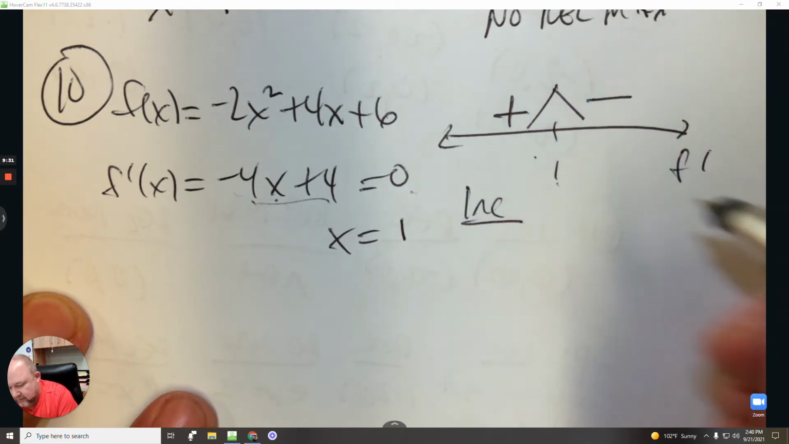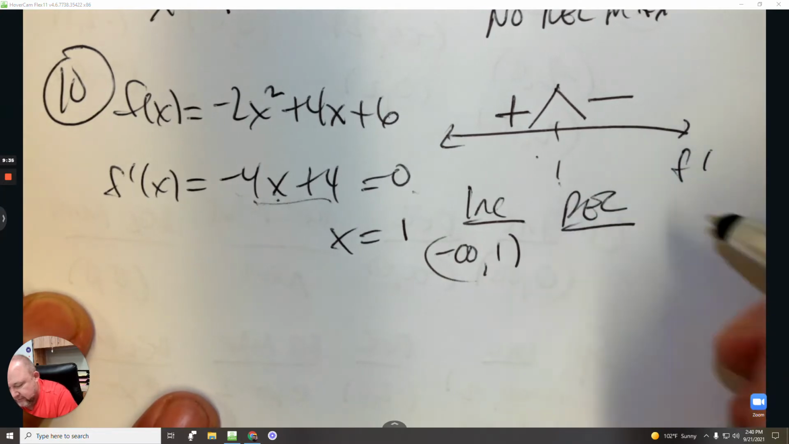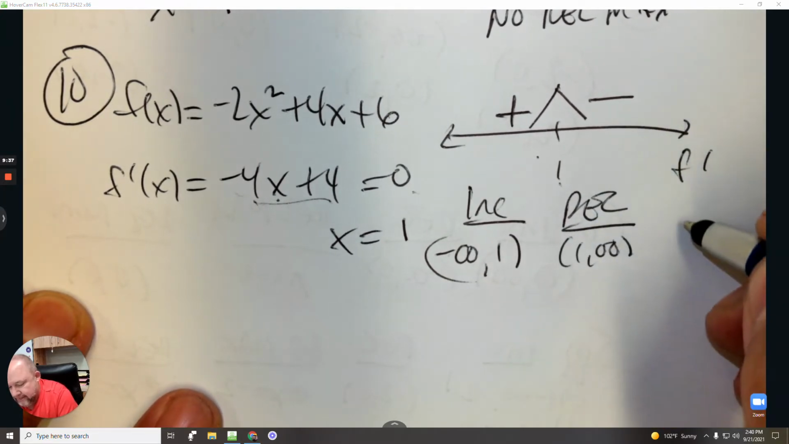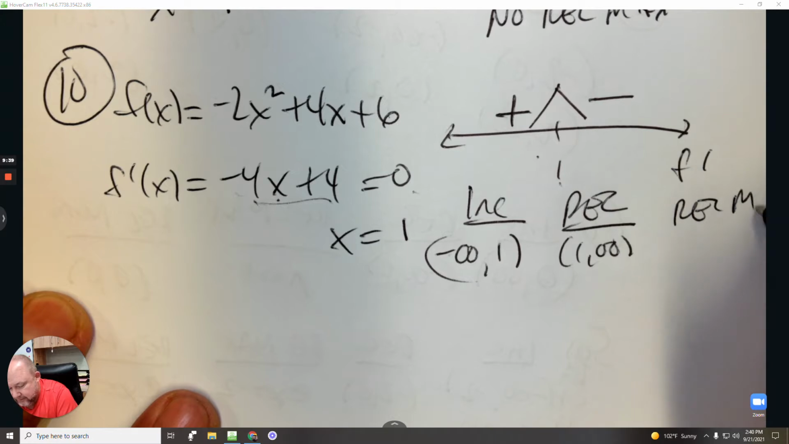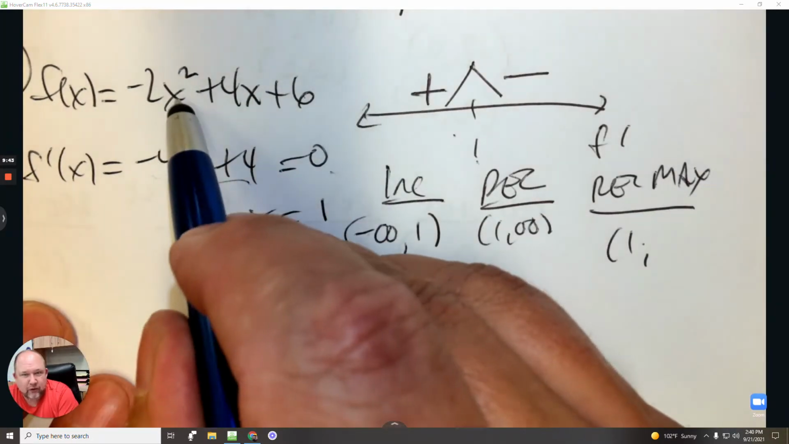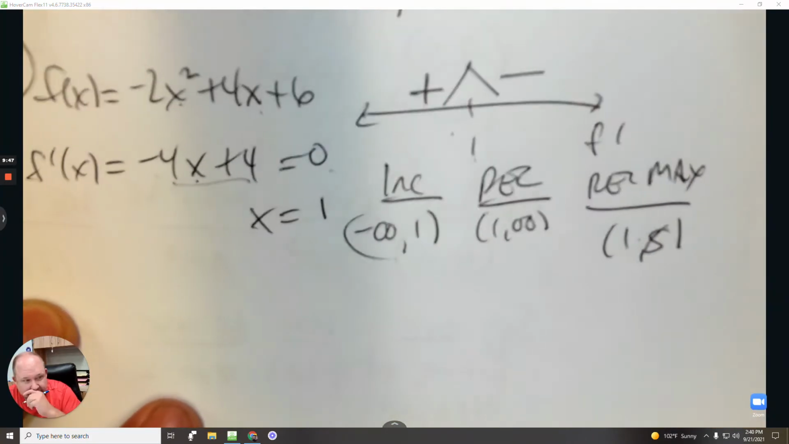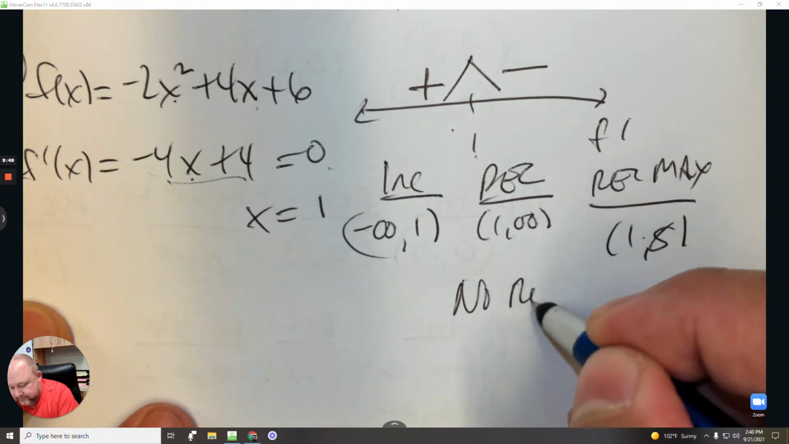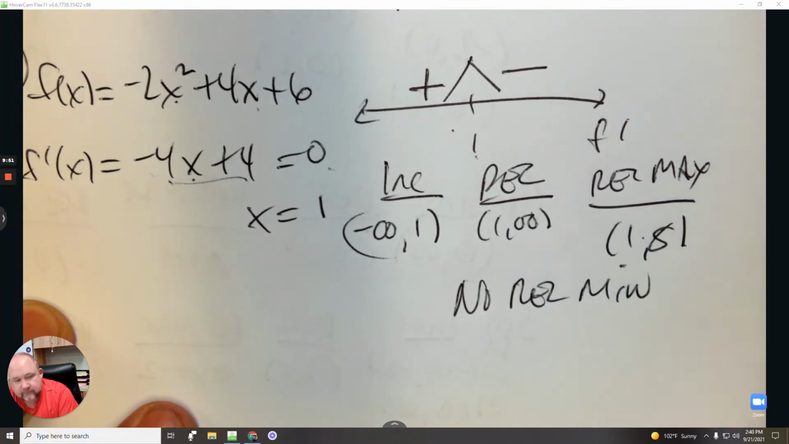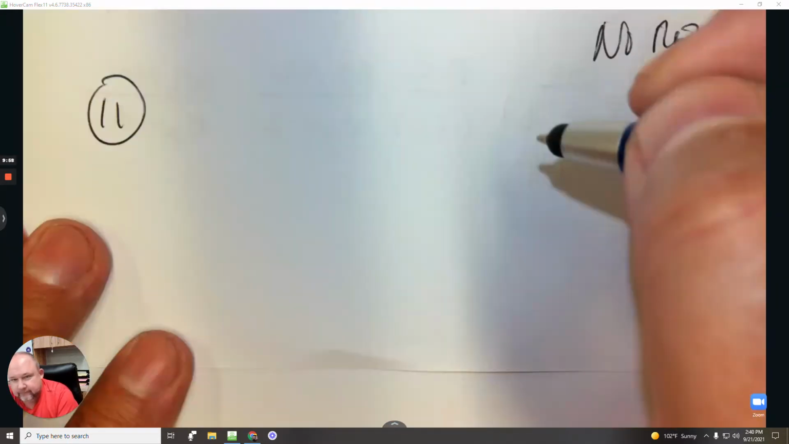So again, it increases from negative infinity up to 1, and it decreases from 1 to infinity, and we only have a relative maximum. Now, to find the y-coordinate of that, we go back here and plug in 1. That's 10 take away 2. So we have a maximum at 1, 8 and no minimum. Number 11.